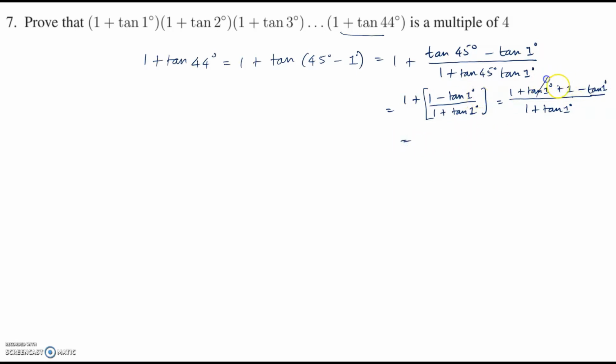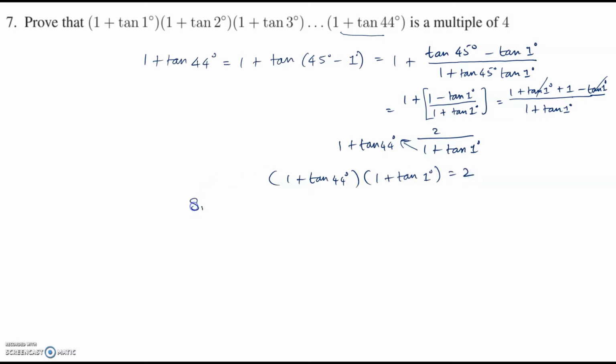Further, simplifying this, the plus and minus tan 1° will cancel. This is 2 by (1 + tan 1°), which on the left hand side we have 1 + tan 44°. So cross multiplying to the left hand side, this will become (1 + tan 44°)(1 + tan 1°) is equal to 2. Similarly, we can prove (1 + tan 43°)(1 + tan 2°) is equal to 2.